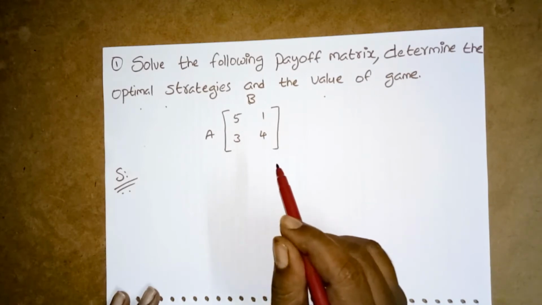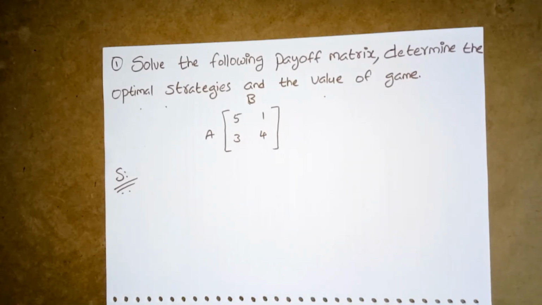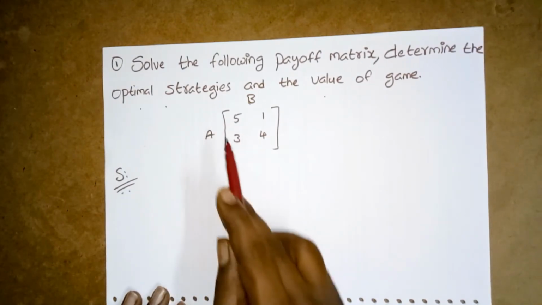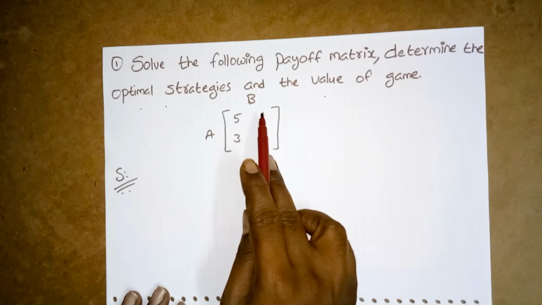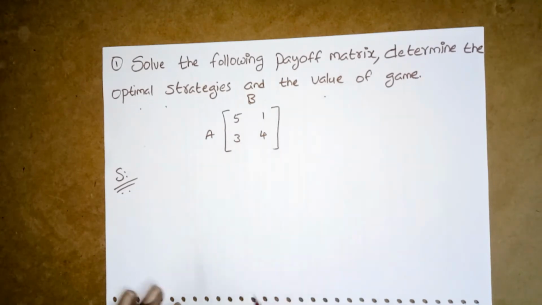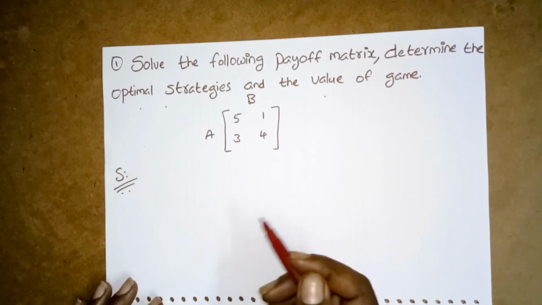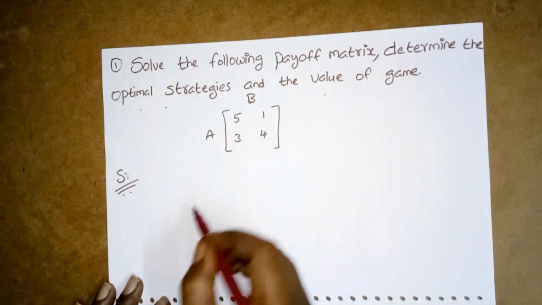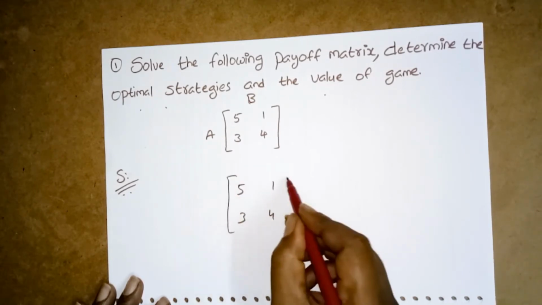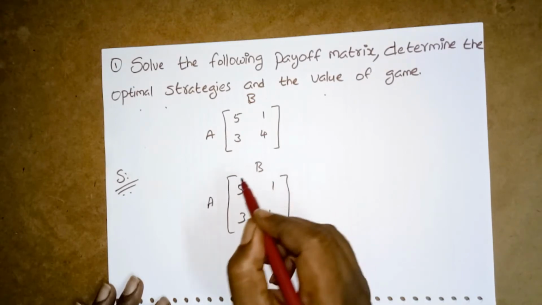The first and prior thing is we have to understand this problem. After understanding this problem, we start the solution. First we have to apply the optimal strategies for this given matrix of player A and player B, and next we have to show the payoff matrix, right? What is the payoff matrix? The payoff matrix is the outcome of the playing game. Now we'll see the solution. Here as it is, we will write this matrix, and here we will show this is A and this is B.